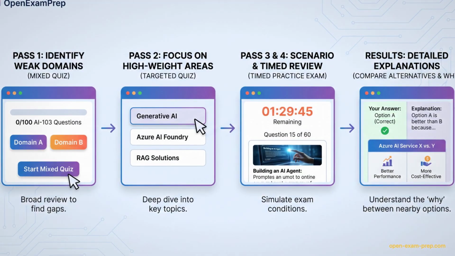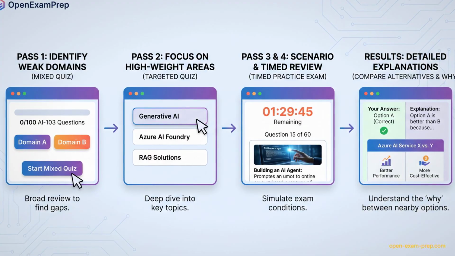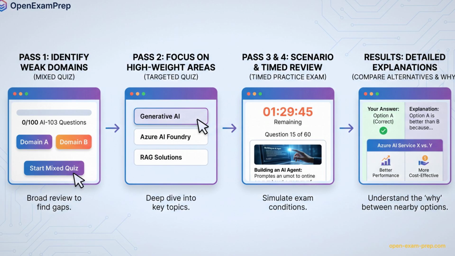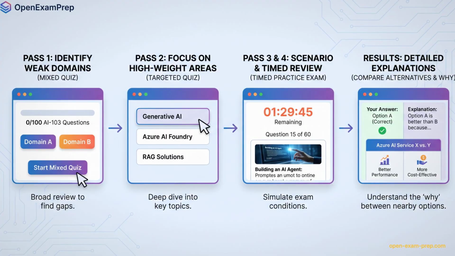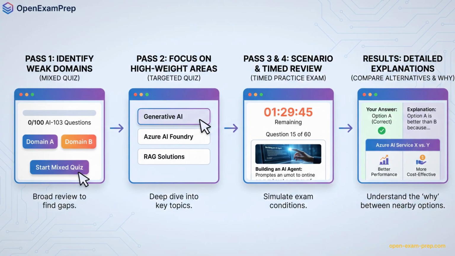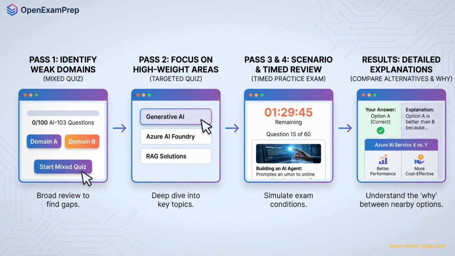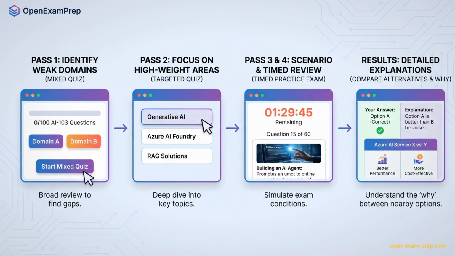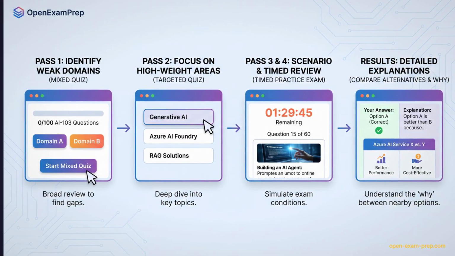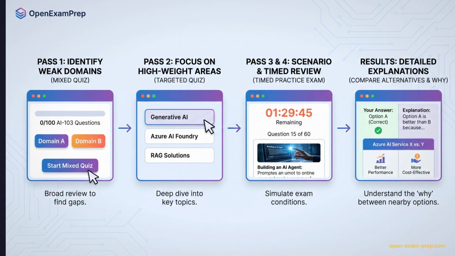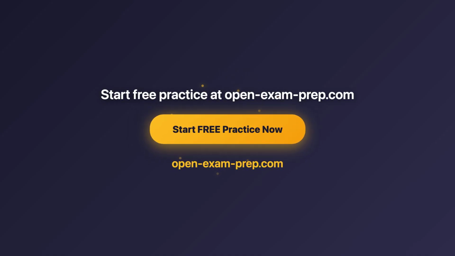A smart practice strategy is key. Start with a mixed set of about 30 practice questions to find your weak domains. Next, do targeted sets on the largest areas, Foundry planning and generative AI. Then, focus on scenario-heavy topics like agents, RAG, and information extraction. In your final review, take timed, mixed quizzes and only review the explanations after you finish. This approach helps you master the decision-making process for choosing the right Azure AI capability, which is exactly what the exam tests. The AI-103 is a builder's exam, and the best way to prepare is by building.